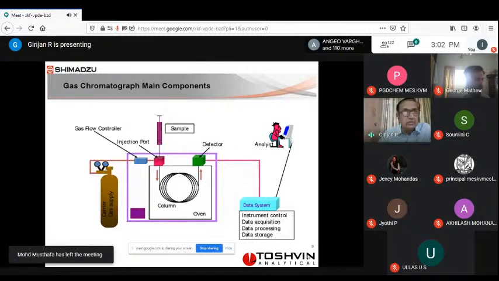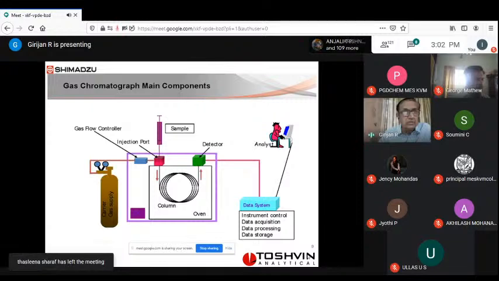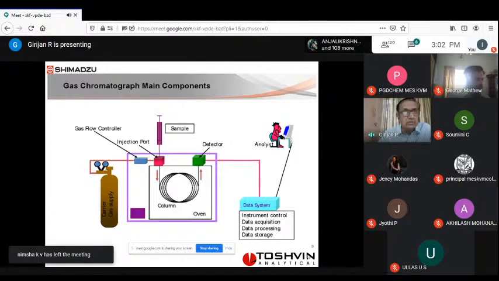And this gas is coming to the injection port. You can see the injection port there. And there is a microliter syringe with which we are going to introduce the sample. We are going to inject the sample. A very, very small quantity of the sample is required.